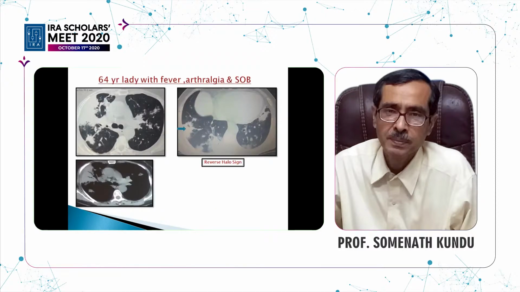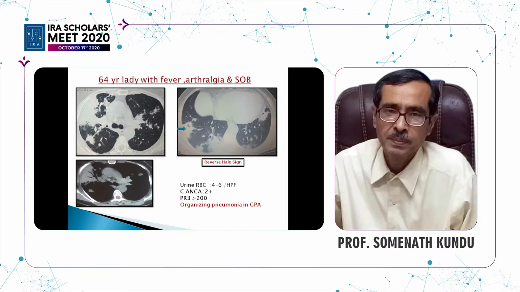A 64-year-old lady, she was the mother of one of our residents. She was having fever for 6 months and developed shortness of breath for 2 weeks. Thought that this could be pneumonia, multilobar, bilateral. Reverse halo sign. The urine showed RBC, and there was a strong hunch that it was vasculitis. It was pneumonia with GPA.